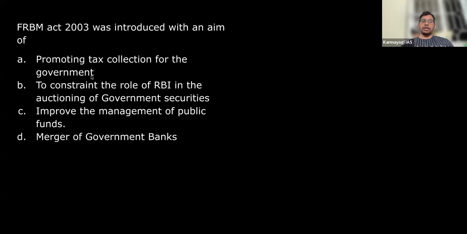It is not to promote collection of taxes or merger of government banks. B may seem to be the correct answer, but there is no constraint as such directly. Yes, indirectly there is, but the most suitable answer is to improve the management of public funds, by constraining certain things like fiscal deficit and revenue deficit, by keeping certain targets, and also the debt to GDP ratio. By keeping all those targets, the FRBM Act wants to manage the public funds in a much better way.